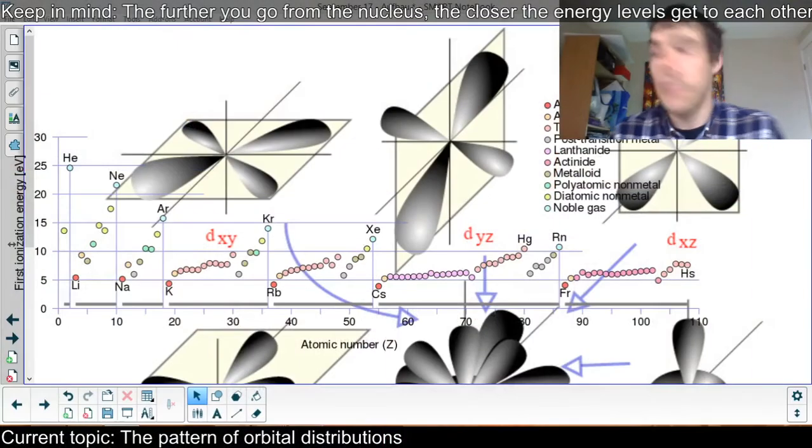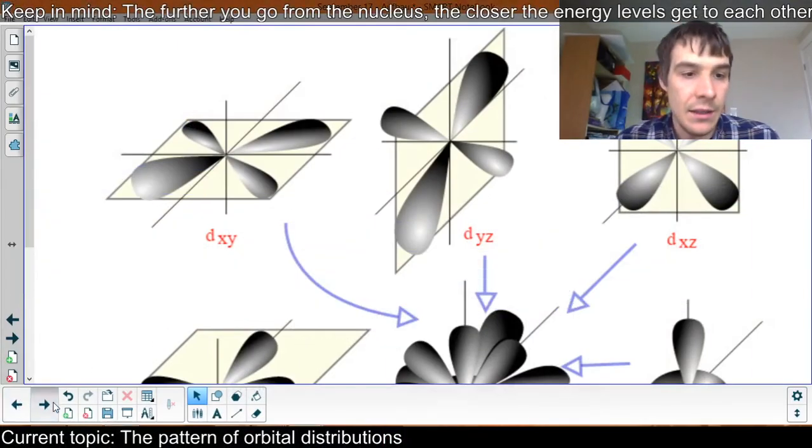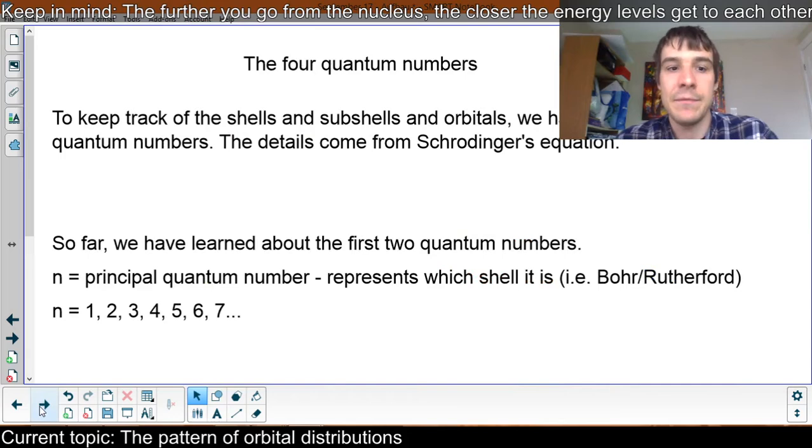Let's jump back to the note, take away that image. And this is basically what I was going to talk about. The 4 quantum numbers, we have rules for determining these quantum numbers. You don't have to worry about them too much. They do often confuse people, but it's just a way to keep track of how many shells and subshells you can have.